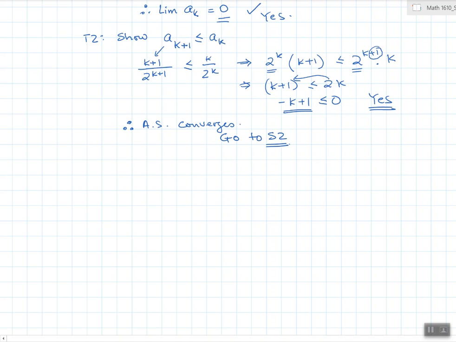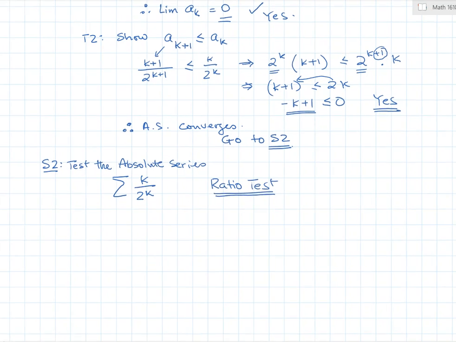Now in step 2, we test the absolute version. So the absolute series in this case is obviously k over 2 raised to the power k. Now this is a classic ratio test problem, and I'm sure you've seen it somewhere before by now.